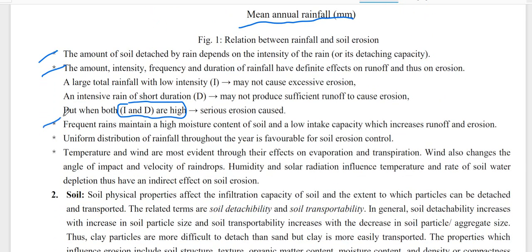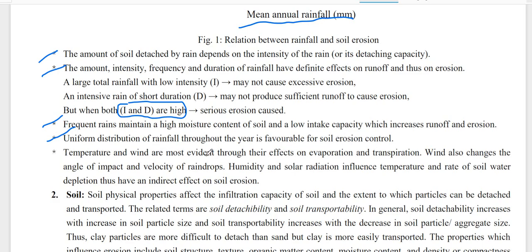Frequent rain maintains high moisture content. If rain is coming frequently, then it will maintain a high moisture content of the soil, so infiltration will be almost constant, with a low intake capacity. This is the same thing, which increases the runoff and the erosion. Now, uniform distribution of the rainfall throughout the year is favorable for soil control. If a uniform rainfall distribution is there, it means we are able to control erosion, because we can predict how much rain will occur tomorrow.